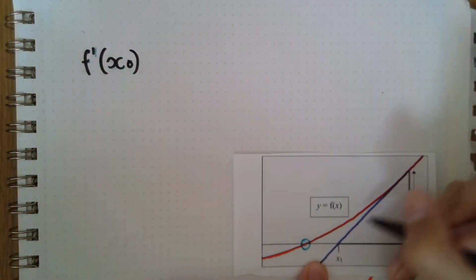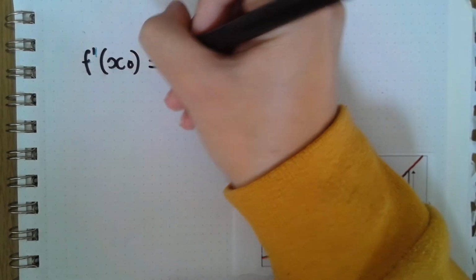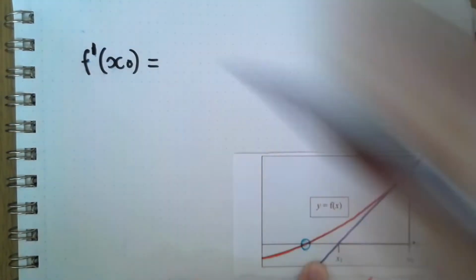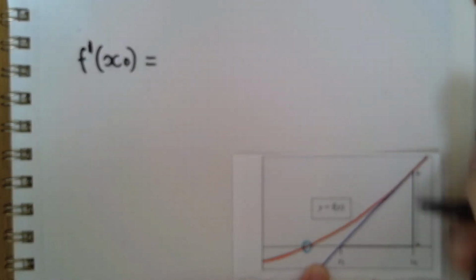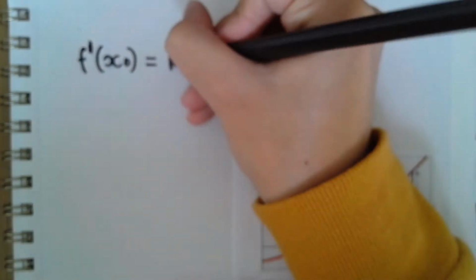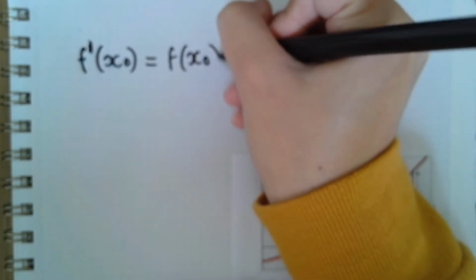So we're trying to find the gradient. Remember my differential, so my f prime is the gradient. So I use the change in y, which is f of x0, divided by the change in x. So it's x0 take away x1.